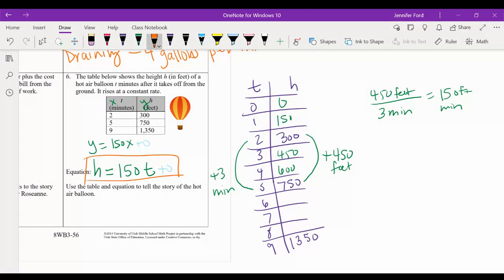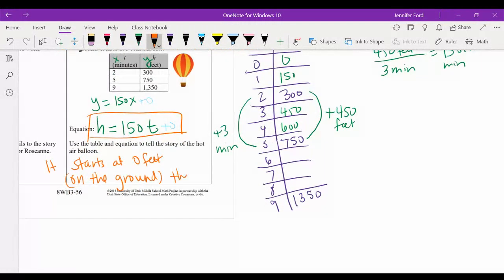Use the table and the equation to tell the story of the hot air balloon. It starts on the ground, which is at 0 feet, and then rises at a rate of 150 feet per minute.